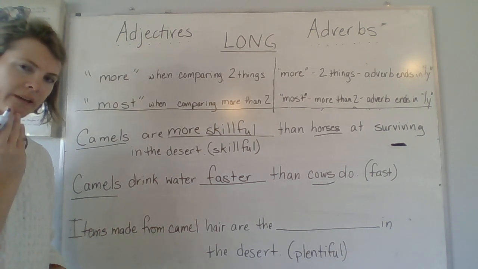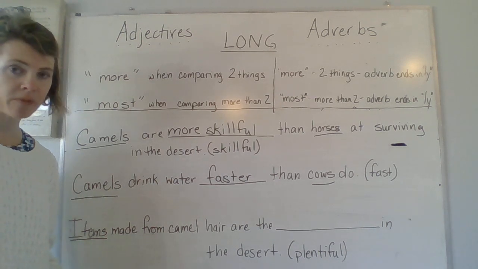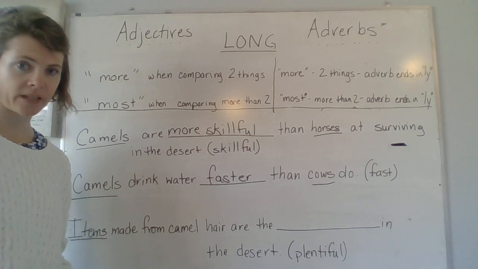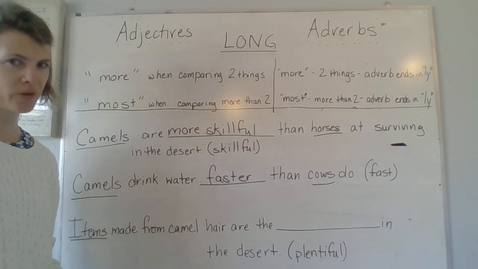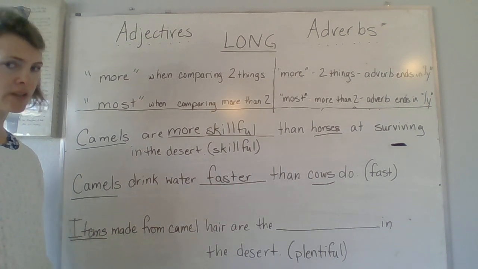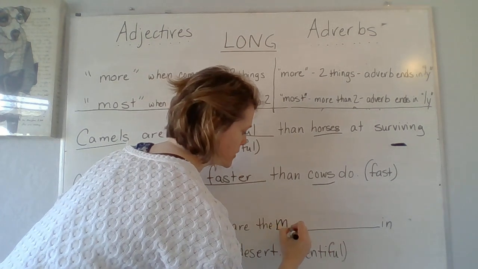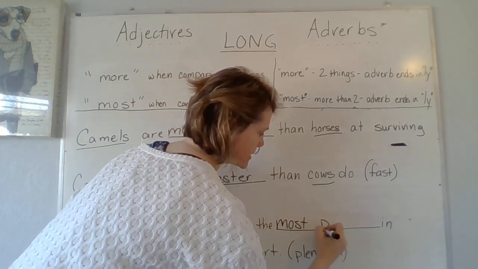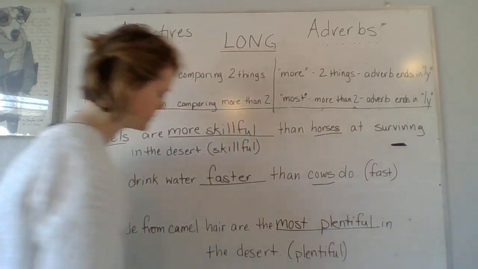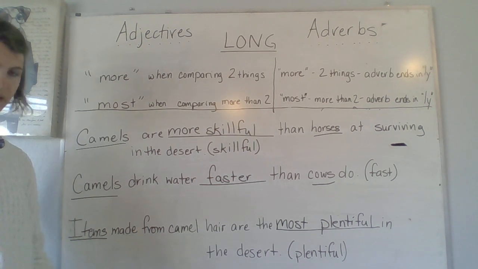What are we comparing here? It might be a little tricky. It's just items made from camel hair. Is that one thing? I mean, is it two things or more than two things? Probably way more than two things are made out of camel hair in the desert. So it's more than two, therefore I'm going to use the word most. Most, and I just copy the word plentiful. Now let's see how that reads. Items made from camel hair are the most plentiful in the desert.